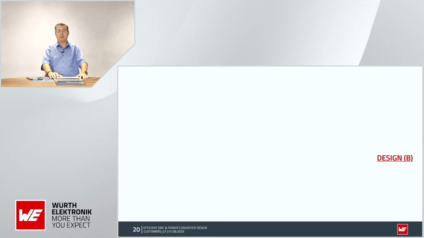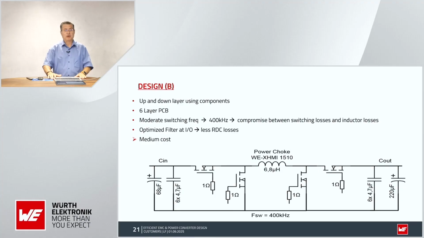Start with design B. Design B, it's a compromise. It is not too expensive, not too cheap. So let me go with the 6-layer PCB. I will change now from 4-layer to 6-layer. With 6-layer, I have the opportunity to have 2 ground layers and close between the 2 ground layers the noisy area.